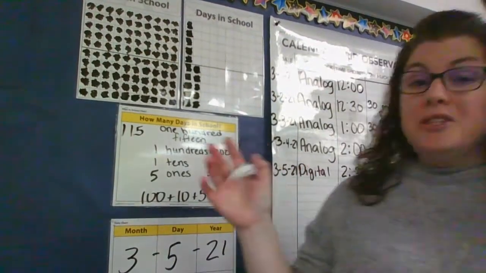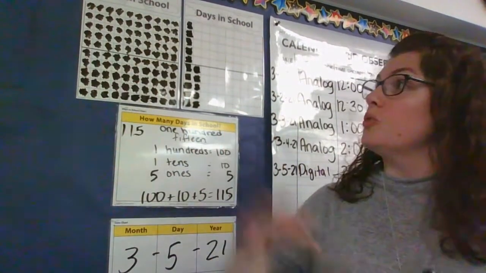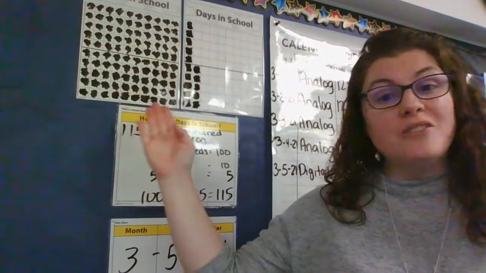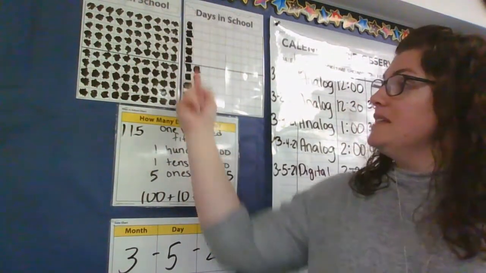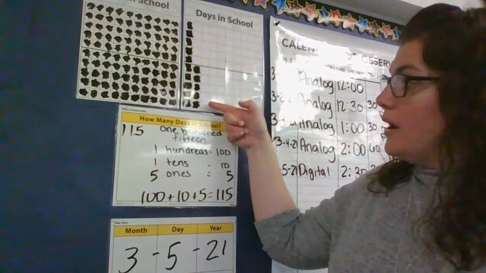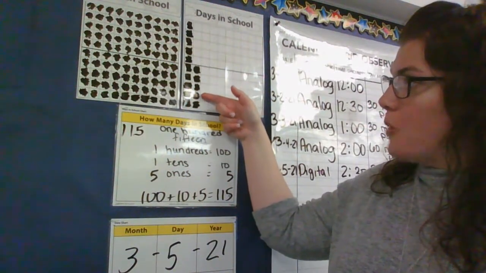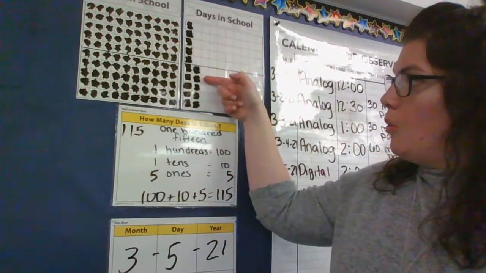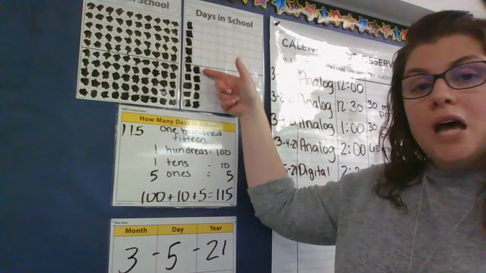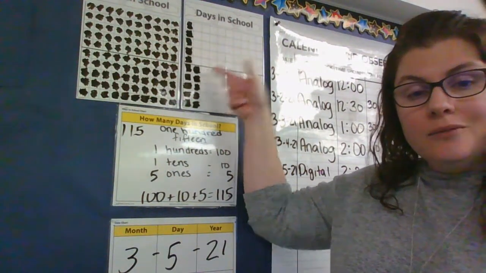Again, this is why we do the graphing so that we can count faster. We know this is 100 days, so we don't have to count them one by one. We can say 100. Then we have a completed 10 frame, so 110. Now we need to count on by ones. 111, 112, 113, 114, 115.